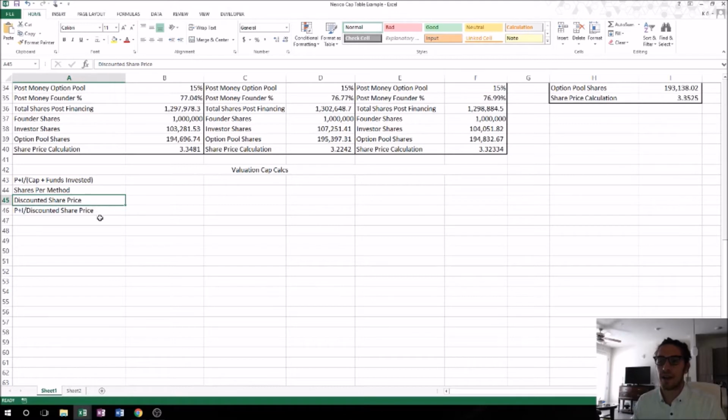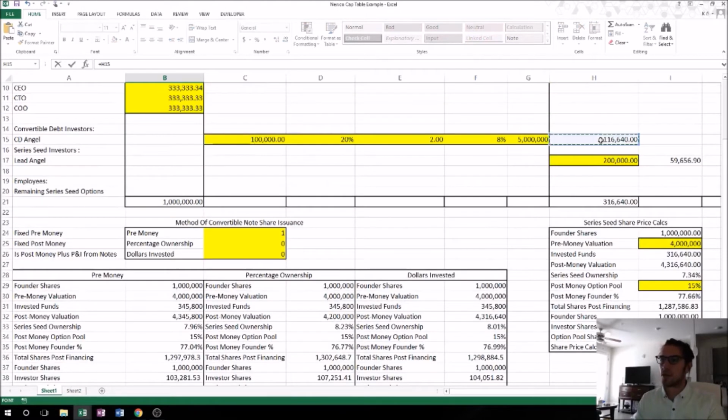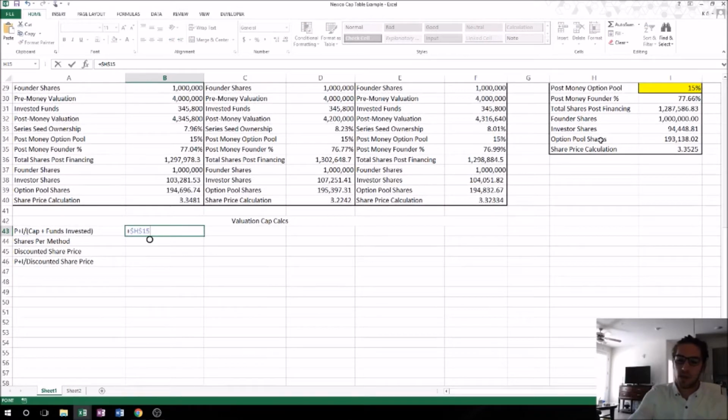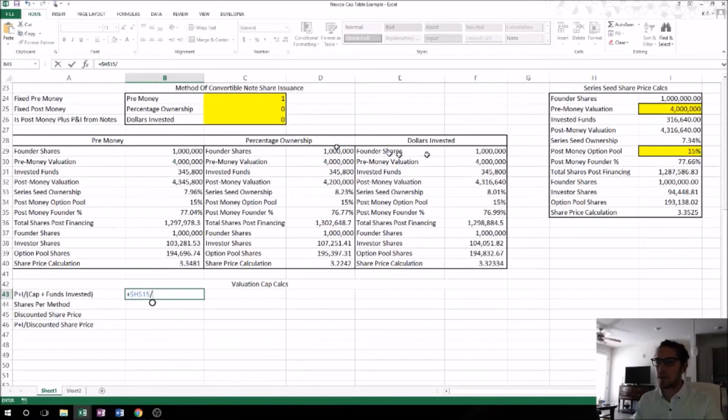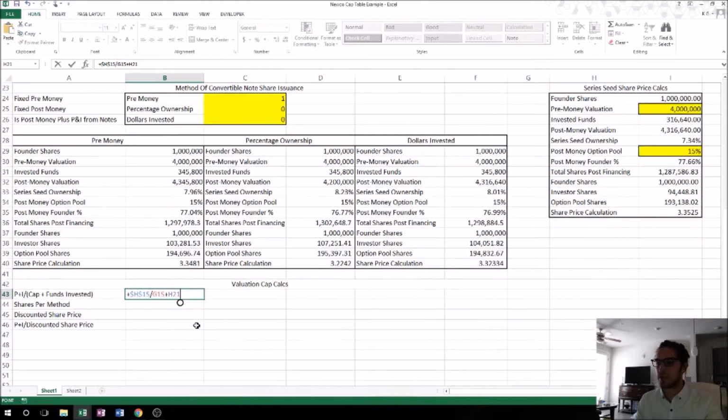principal plus interest divided by discounted share price. So just to start, let's do this. So we'll do plus principal plus interest, I'm going to lock that in, divided by the cap plus funds invested. So the cap is 5 million, that's set here. The total funds invested in the round is this 316,640. And those need to be in parentheses because we want the sum of the cap plus funds invested, not just divided by the cap and then add in funds invested.